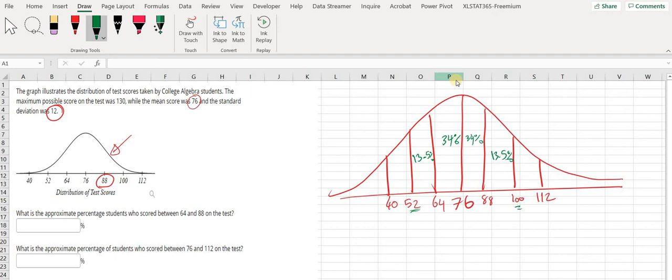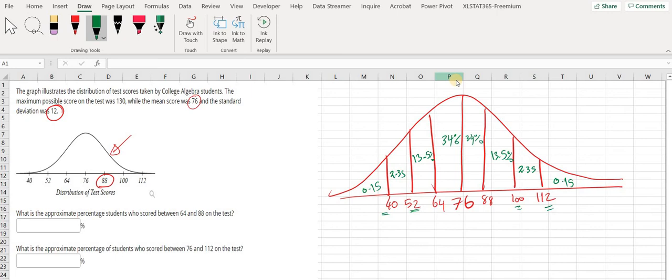And then within 3 standard deviations of the mean, between 40 and 112, we will have 99.7% of the data. That leaves us with 2.35% here and 2.35% here. That means if we add all of these up, we're going to get 99.7%. And then the rest of the data is going to be 100% minus 99.7, divided by 2. That will give us 0.15% in the tail and 0.15% in the tail. All of these are percentages.